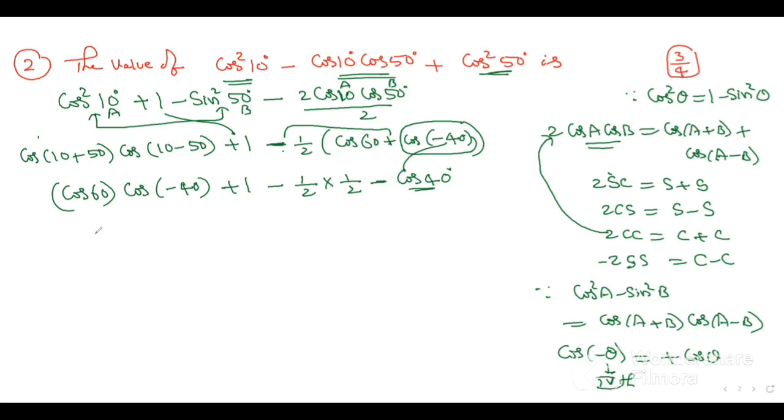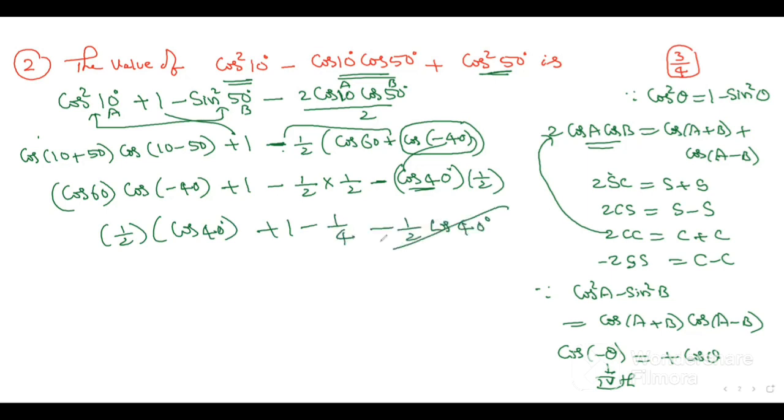Here cos 60, how much value? This 1 by 2 multiplies with cos 40 also. Here cos 60 value is 1 by 2. Cos of minus 40 value plus cos 40. Plus 1 minus 1 by 4 minus half cos 40 degrees. Cos 40 gets cancelled: half cos 40, 1 by 2 cos 40, 1 by 2 cos 40 get cancelled. 1 minus 1 by 4 becomes 3 by 4.